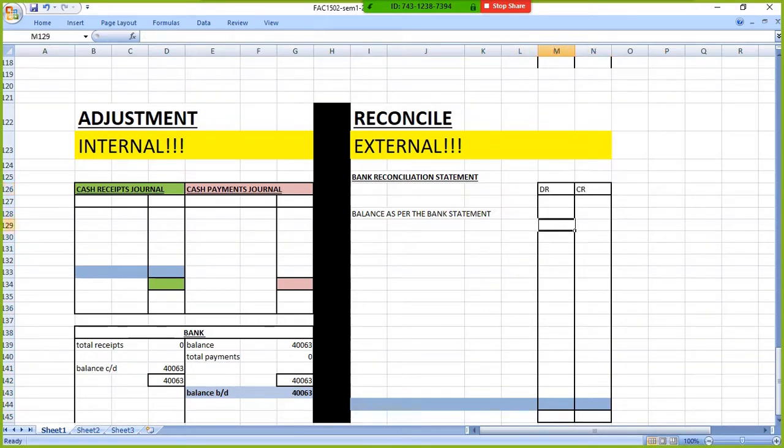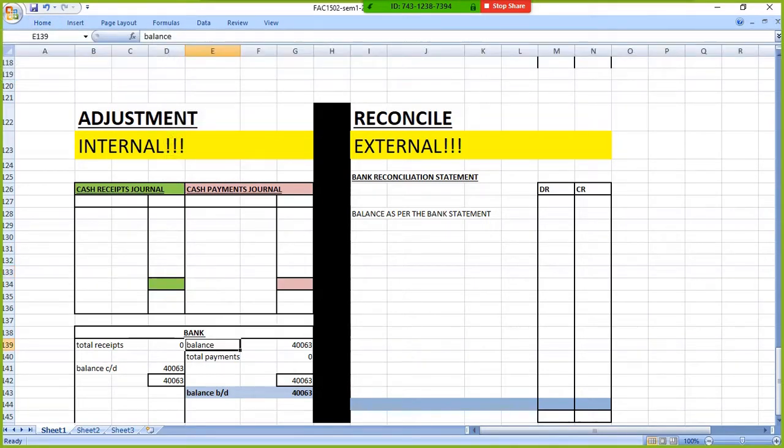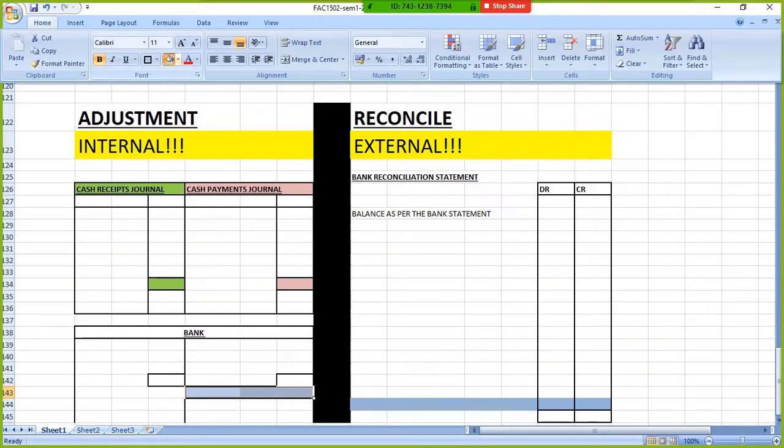Okay, so let's assume this is the exam. I want a bank recon. Bank recons are easy to do. You know you'll get it right if it balances. Okay, delete all that stuff. Okay, now we're ready to go.